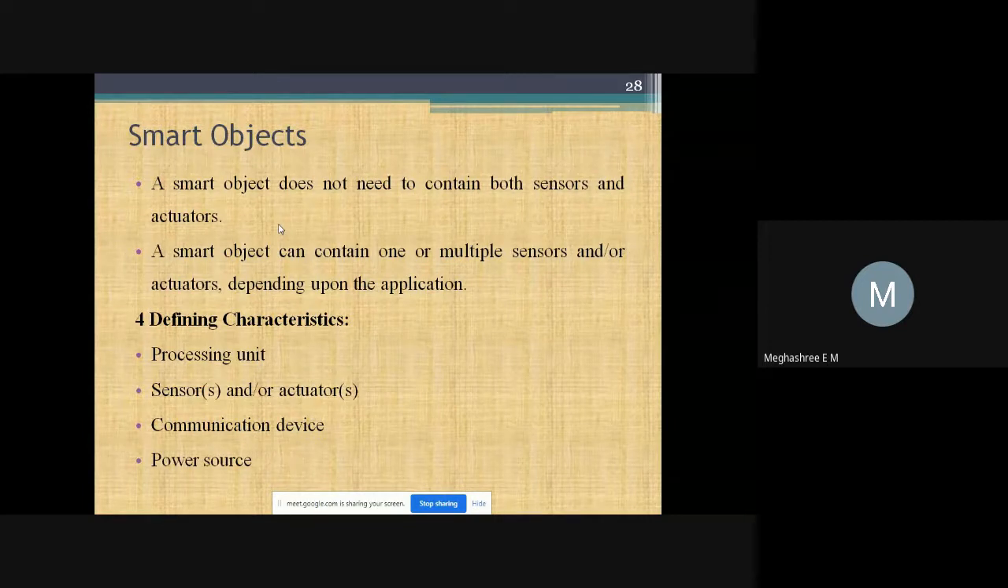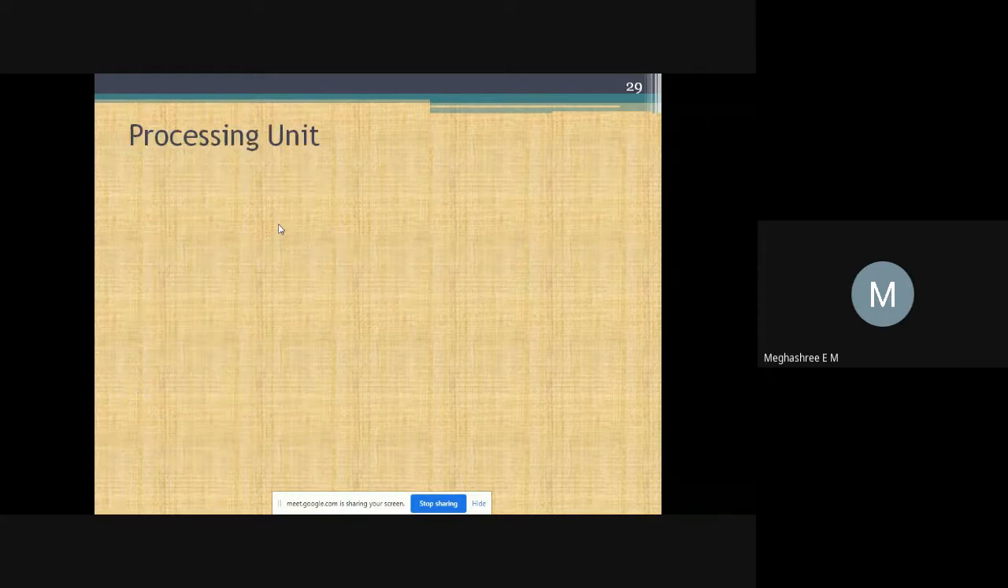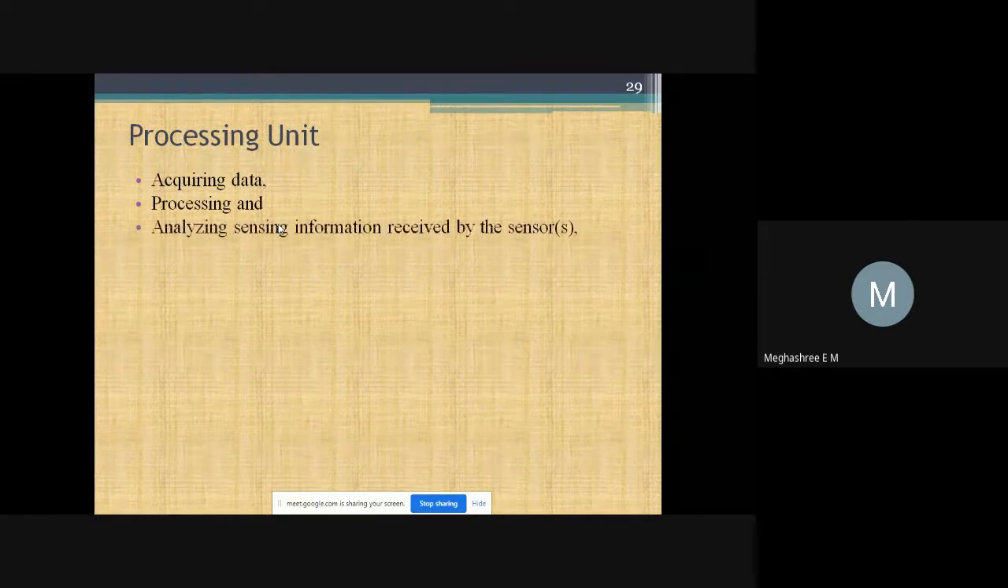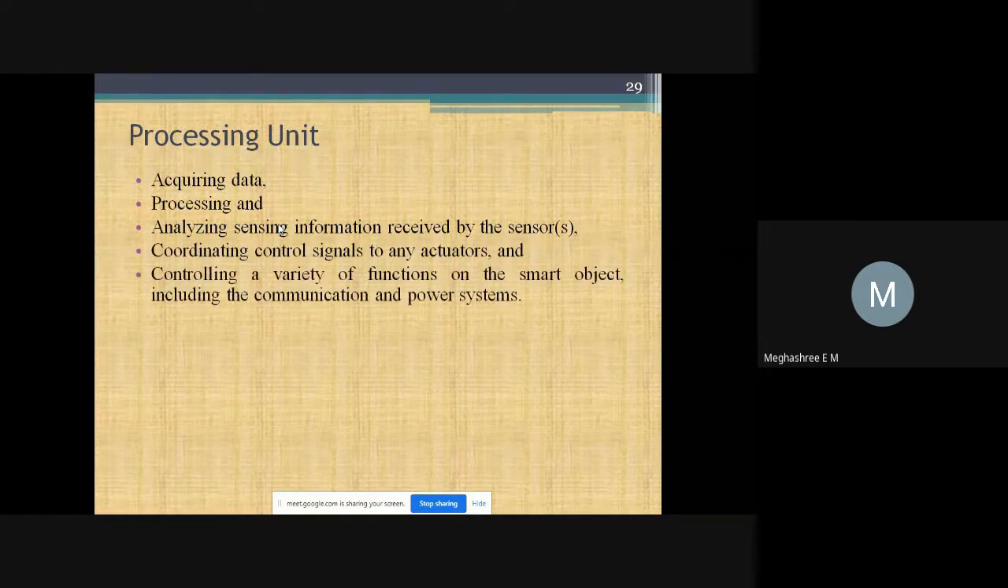So these are the four different characteristics of a smart object. Let's discuss them one by one. Processing unit: what are the functions done under this processing unit? The first thing is that it acquires the data, then processes it and analyzes it, and then coordinates control signals to any actuators. The last one is that it controls a variety of functions on the smart object, including communication and power systems. So these are the functions of this processing unit.